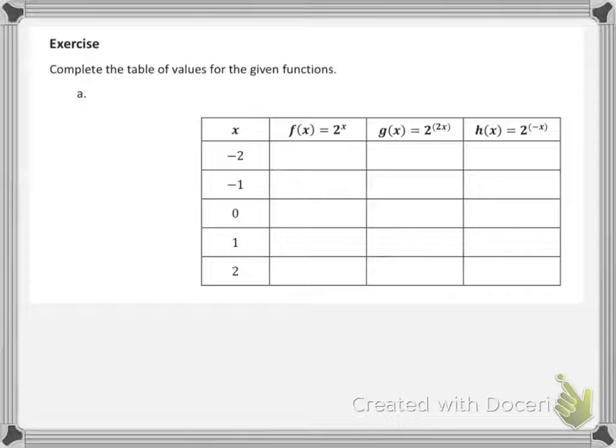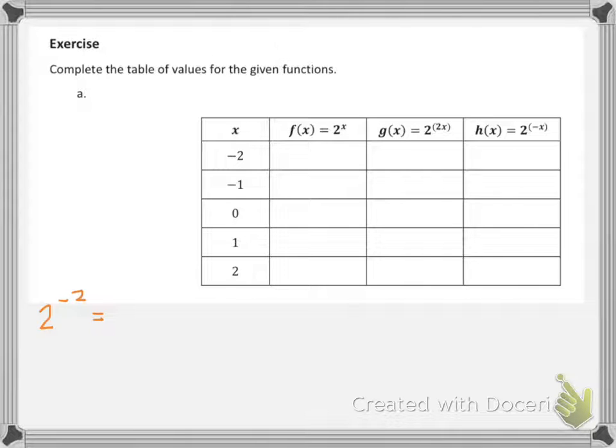Exercise A. We're going to complete the table of values for these three functions. So we're just going to plug in what we see there and see what we get for outputs. So let's start with f of x equals 2 to the x power. Well, just a reminder here, let's do a couple of these so you can see, and then we'll move more quickly. 2 to the x power, when x is -2, would be 2 to the -2.